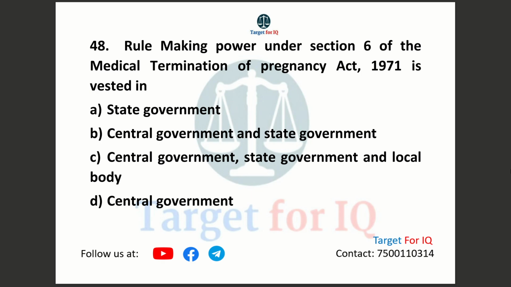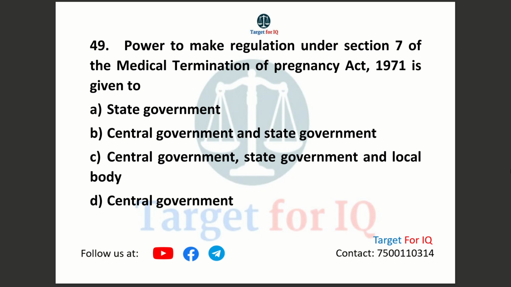Question number 48. Rule making power under section 6 of Medical Termination of Pregnancy Act 1971 is vested in option A. State government. B. Central government or state government. C. Central government, state government and local body. D. Central government. So correct answer to question 48 is option D, that is central government.